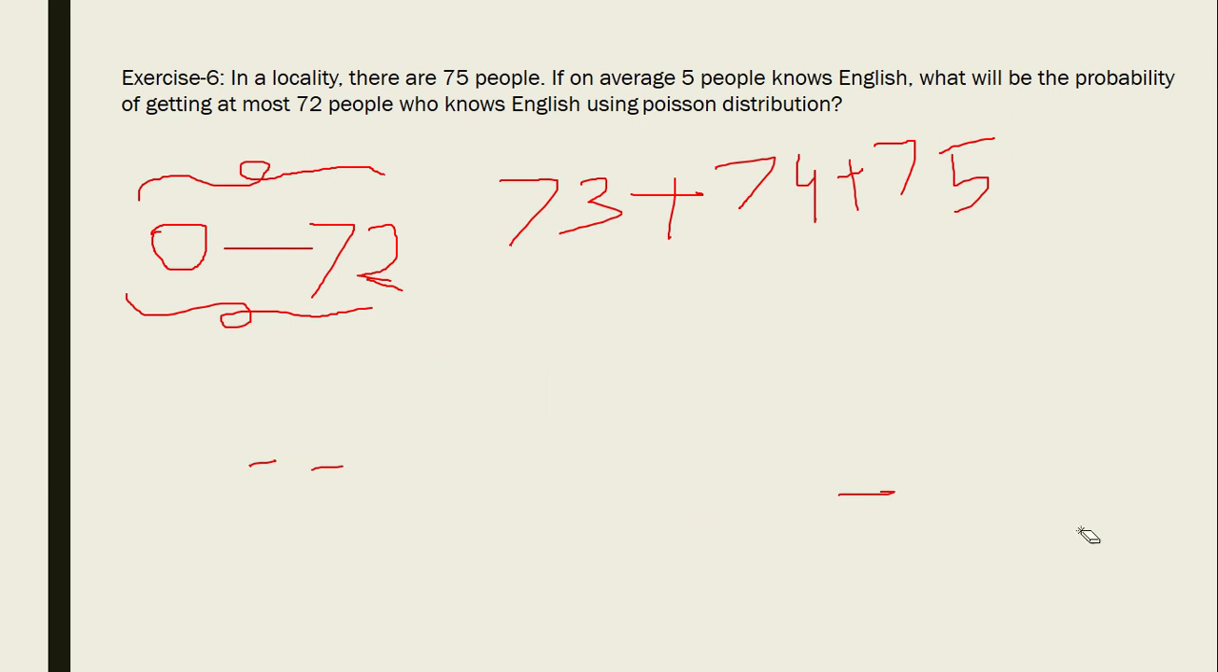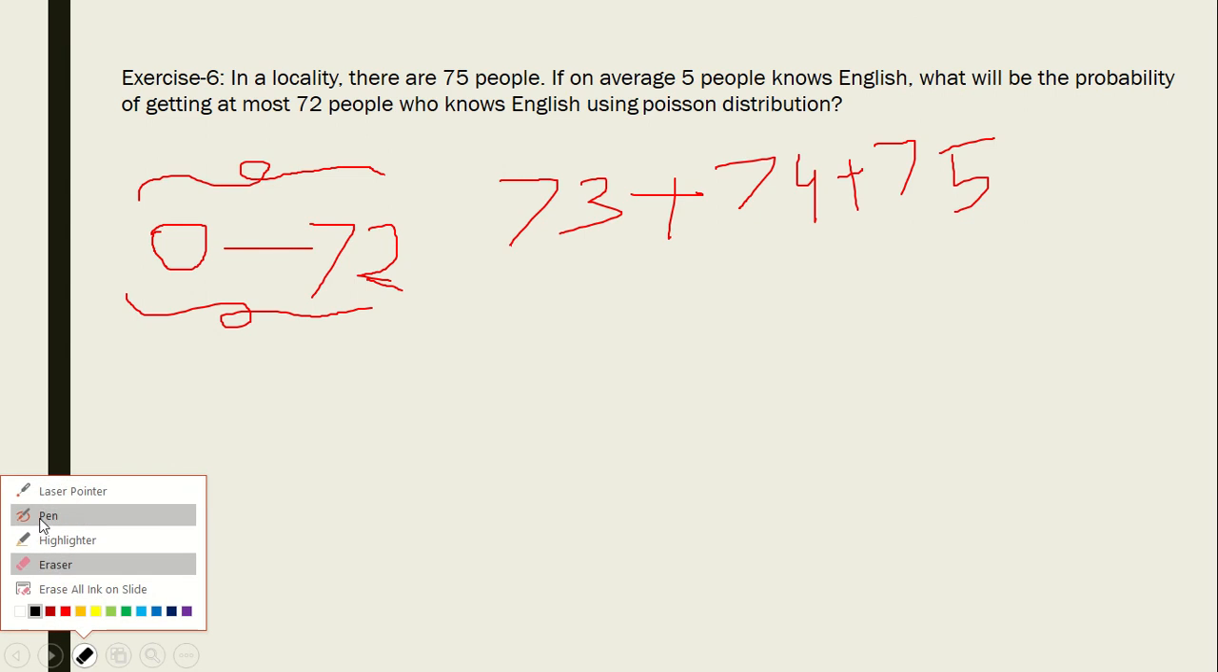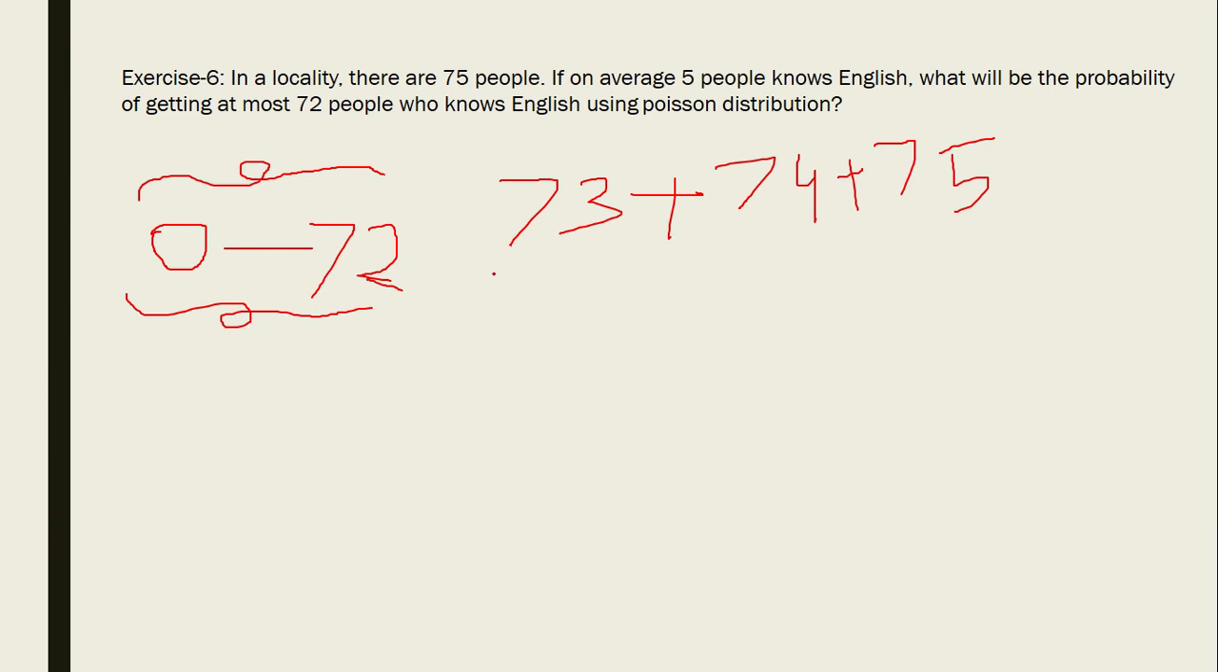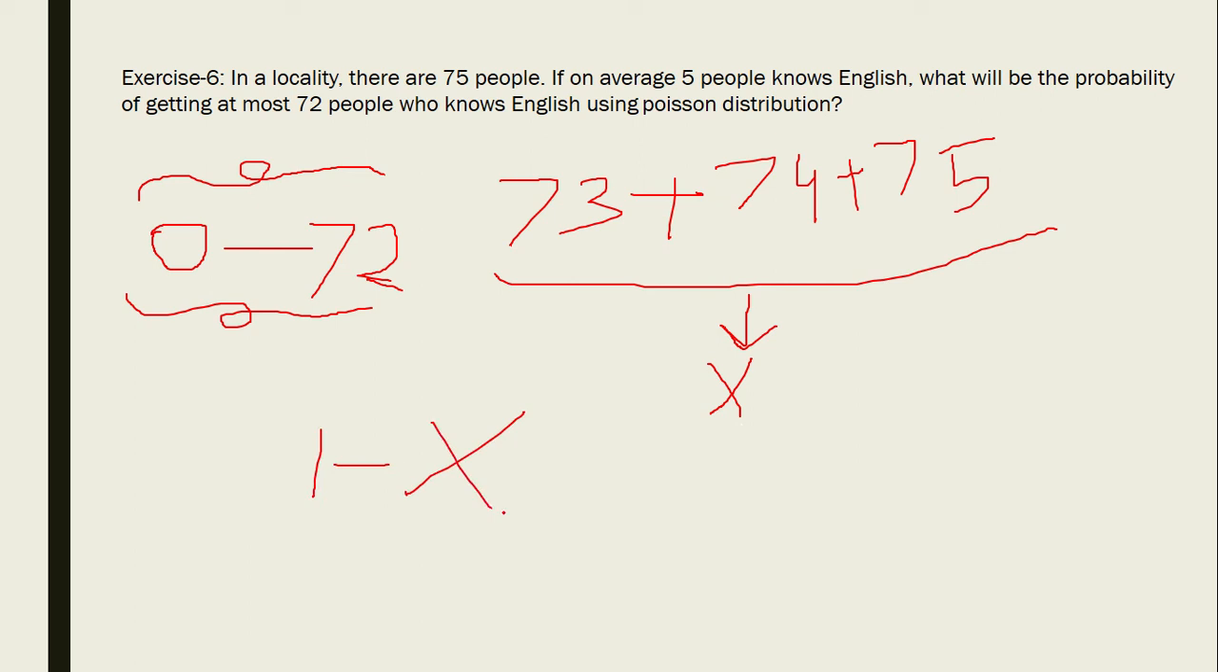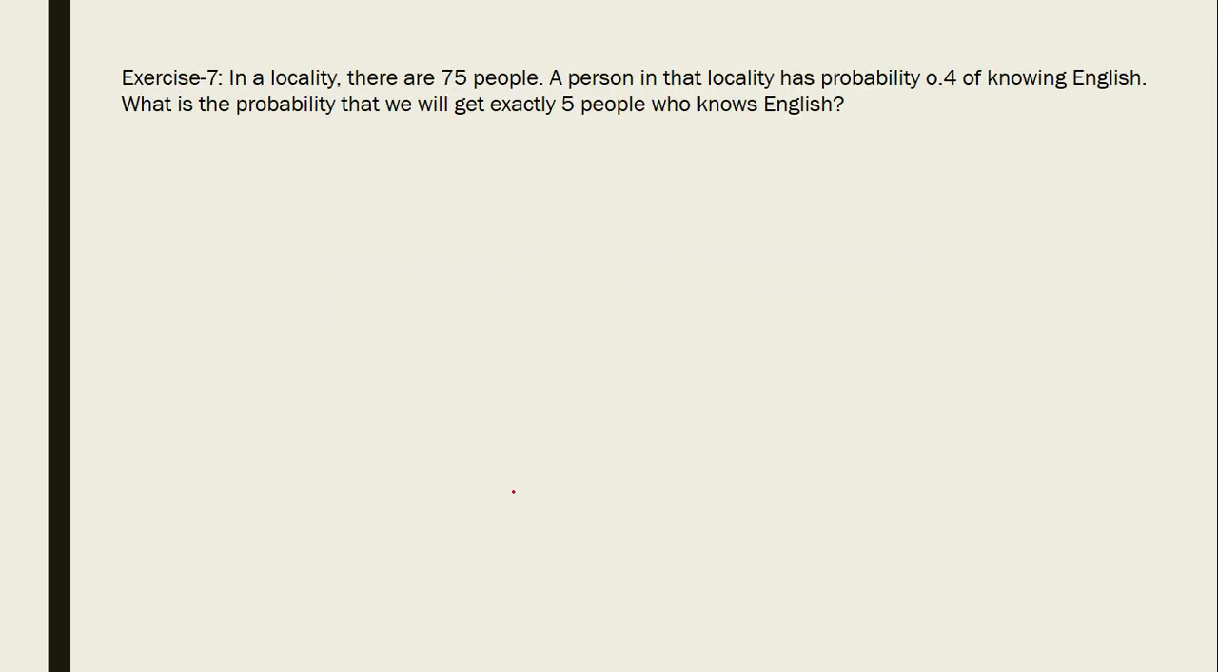So let's assume the summation of the probability of getting these three, that means 73, 74 and 75, gives us x, right? That means 1 minus x will be our result, right? Now this is the last question in this lecture. It is said that in a locality there are 75 people. A person in that locality has probability 0.4 of knowing English. What is the probability that we will get exactly 5 people who know English?